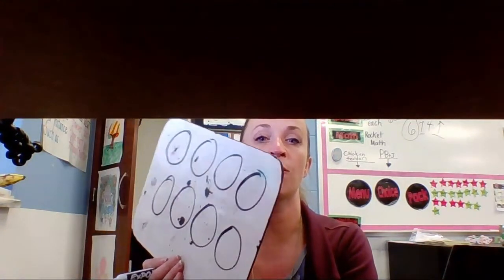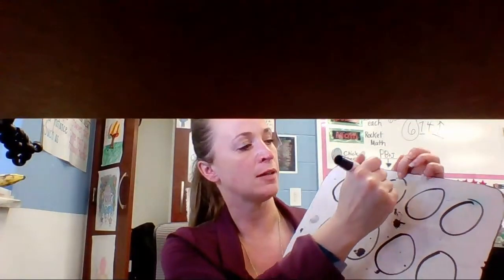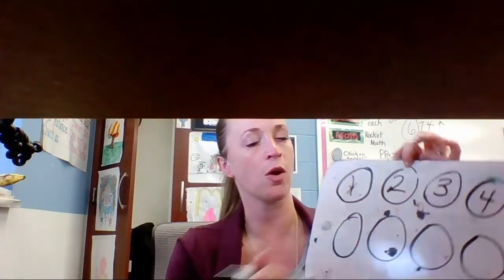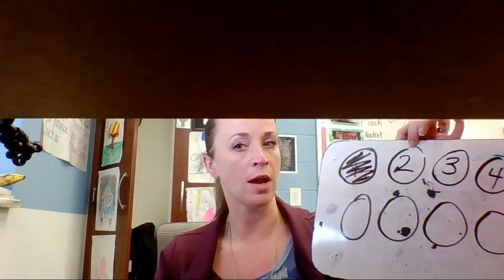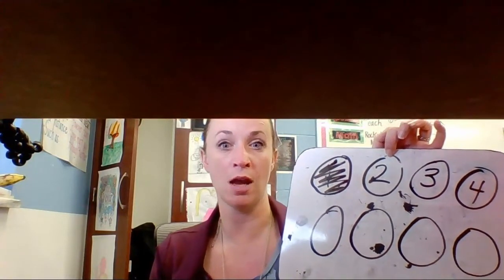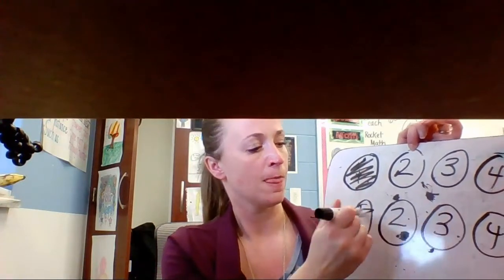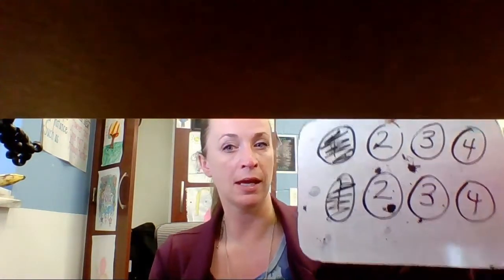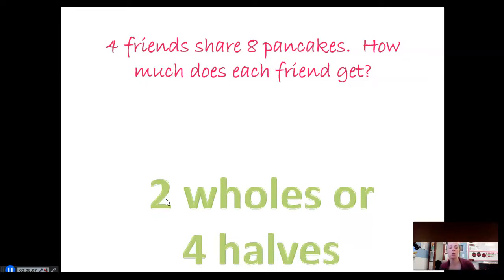Well, the first thing you ask yourself is, can they have a whole pancake? If I have 4 friends, 1 friend, 2 friends, 3 friends, 4 friends, they can have 1 whole pancake. Well, do I have another whole pancake? 1, 2, 3, 4. They can have another whole pancake. So how much can they have? They can have 2 whole pancakes or 4 halves. You could do it that way too, but you always want to look at halves first, or wholes first.